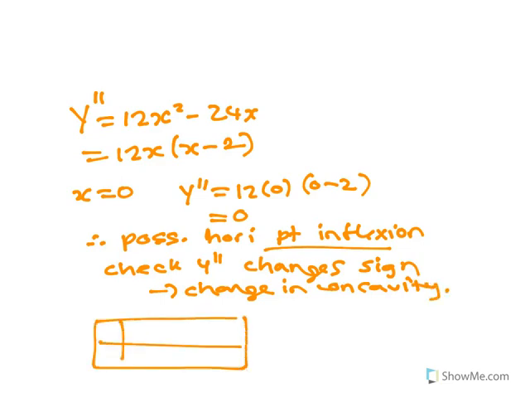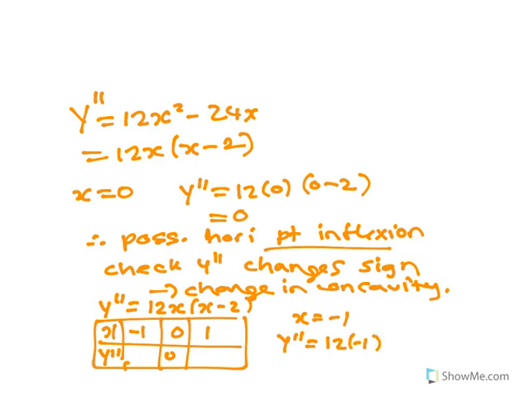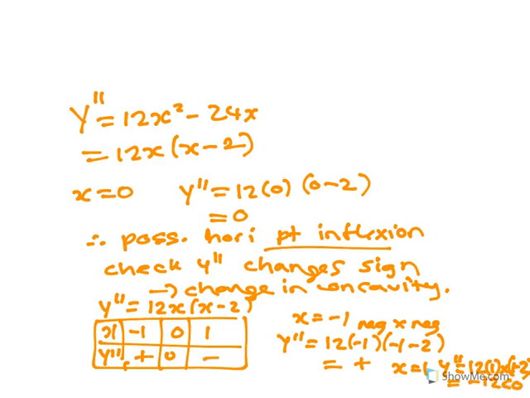Okay, so we go x, y double dash equals 12x times (x minus 2). So that's going to be 0, go minus 1, 1. So if you put in minus 1, y double dash equals 12 times minus 1, minus 1 minus 2, which is a positive, because it's a negative times a negative. It's a positive. If you put in 1, y double dash equals 12 times 1 times 1 minus 2, that would be minus 12. So it's a negative.